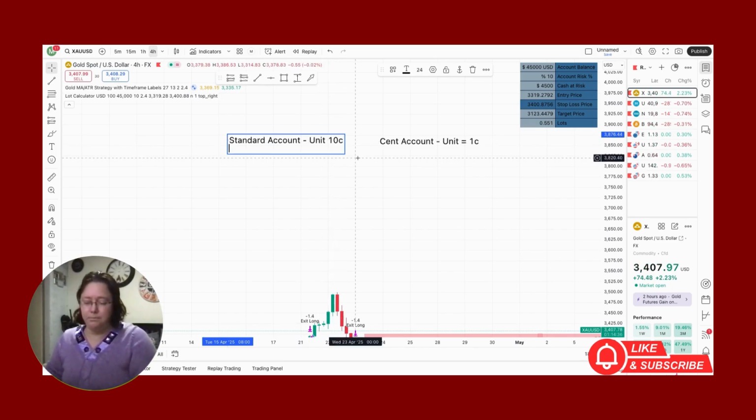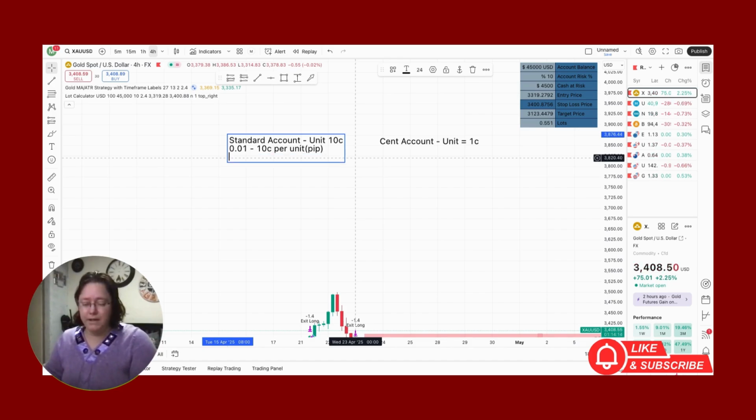So that means if I input 0.01 on a standard account, I am risking 10 cents per unit. Other people know it as a pip. In our terminology, it's a unit. I prefer to call it a unit. That is its official name, but most people know it as a pip.